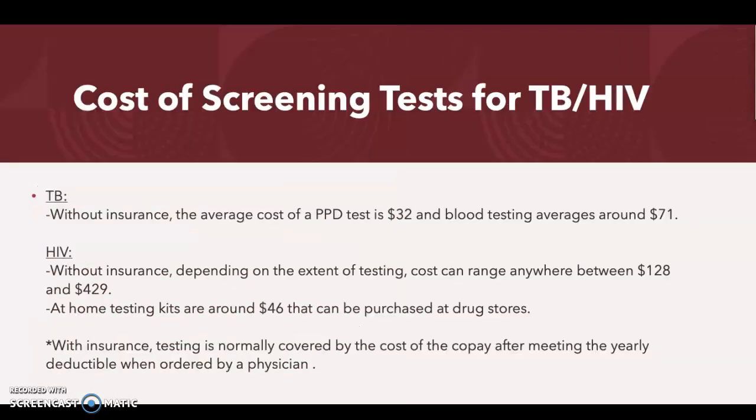The cost of screening tests for TB and HIV can be a deterrent as well for those that don't have insurance. A PPD test is $32 average for those without insurance, and blood testing is about $71. And HIV testing, depending on the extent, can cost anywhere between $128 to $429 without insurance. At-home tests are around $46 that you could get at a drugstore. With insurance, the testing is normally covered by the cost of the copay after meeting the yearly deductible when ordered by a physician.